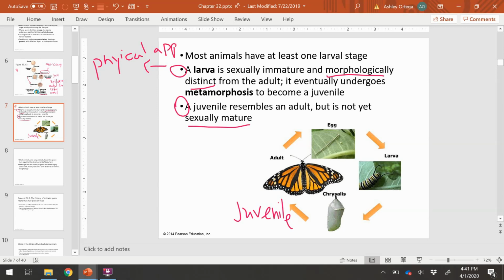Just kind of abbreviate here, physical appearance, and then it's the sexual reproduction capability. And so that's the second thing. And so for juveniles, they have just one of those to overcome. So that is something you'll want to remember.